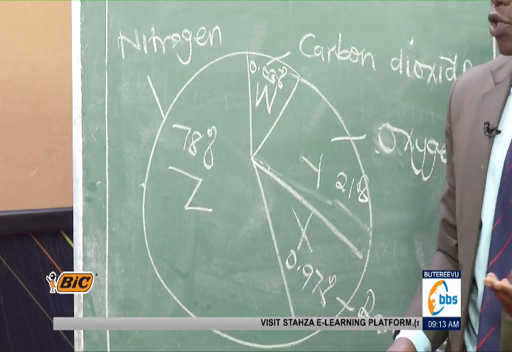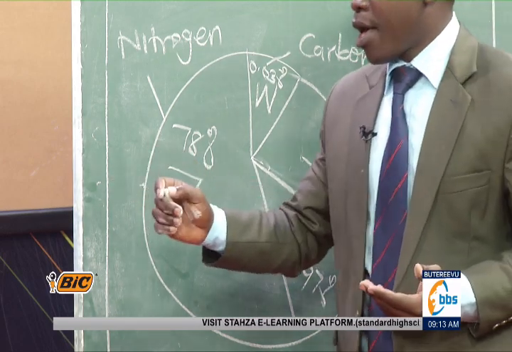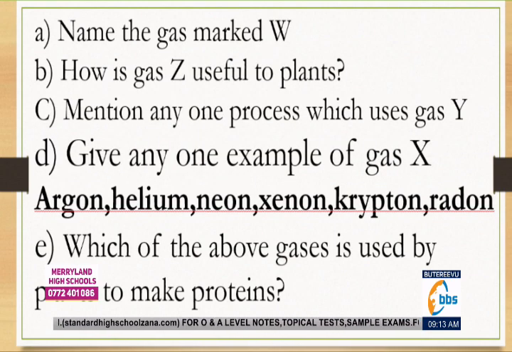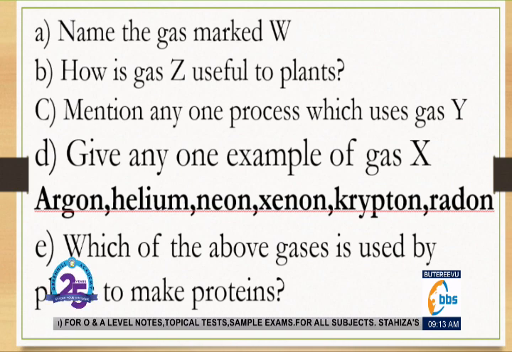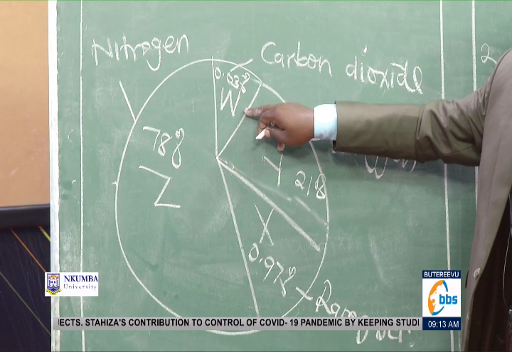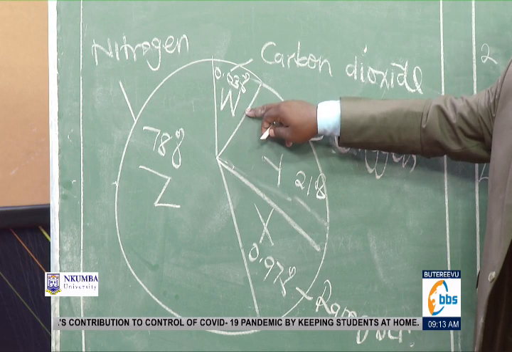One, they can ask you, name the gas marked W. But remember, for me, I've labeled them for you, but in exams, I may not label them for you. So you have to understand the percentage, which one has the biggest, followed by what and what. Okay? So name the gas marked W. And gas W, definitely, that is carbon dioxide.